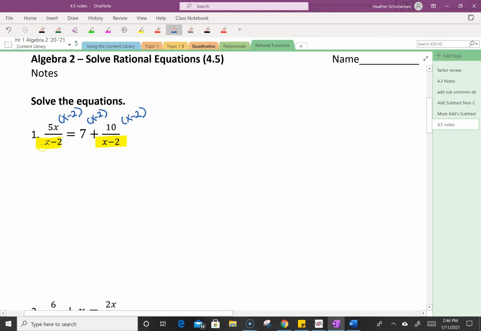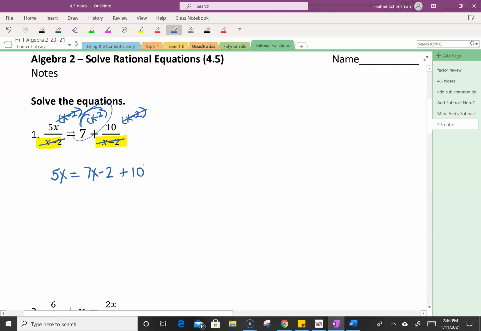Now when I do that, in the first fraction the x minus 2's cancel. In the third fraction, the x minus 2's cancel. But right in the middle, I'm going to have to distribute that. So when I simplify, I'm going to get 5x equals, and now I distribute and get 7x minus 2 plus 10.